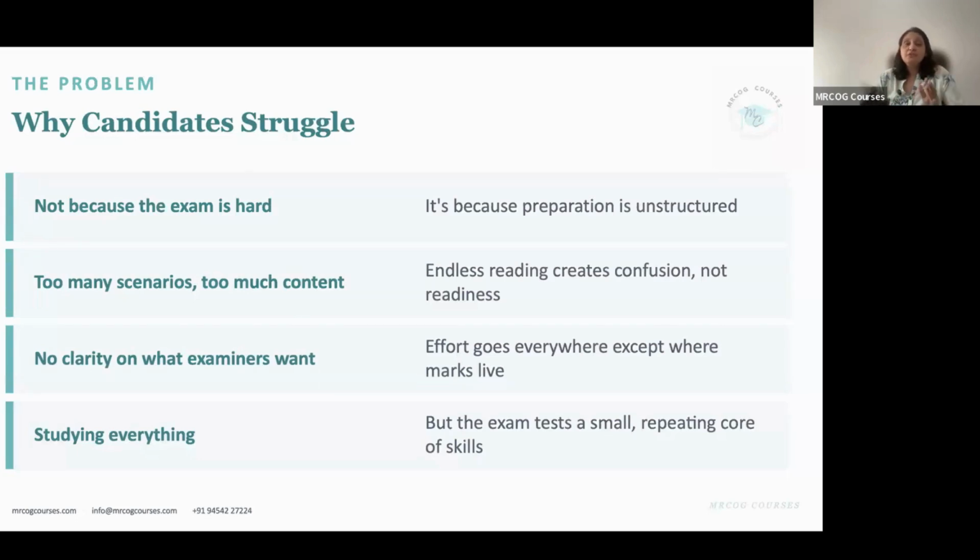Too many scenarios, too much content. So do not try to read so excessively, because if you have too much knowledge in your mind, then you cannot speak everything in the 10 minutes. And then you struggle. What should I say? What should I leave? Because I know so much and I'm not able to speak in 5 lines. So that's how people struggle with the time also.